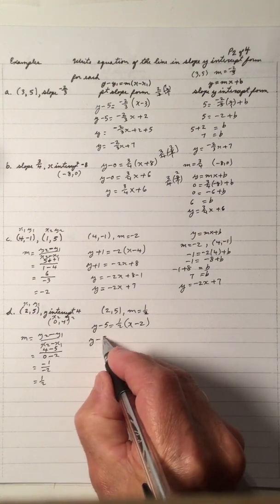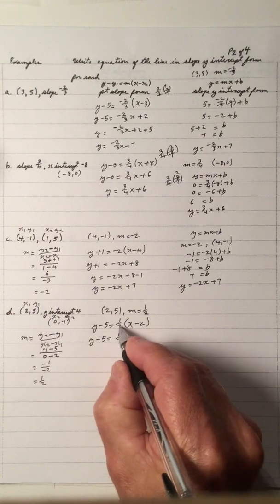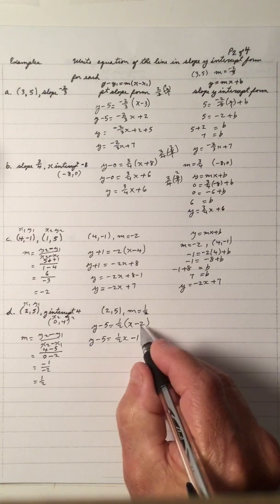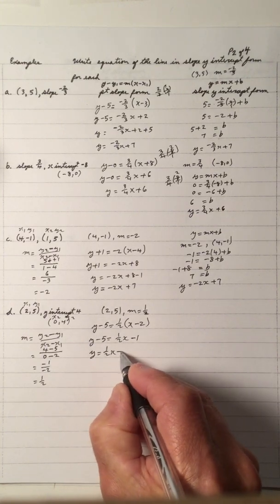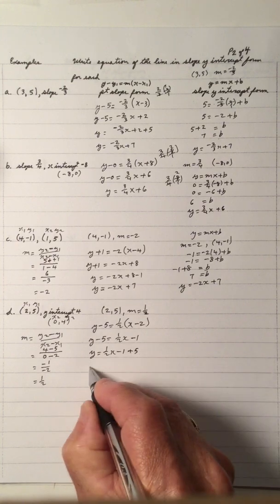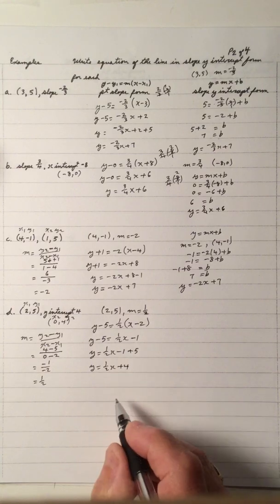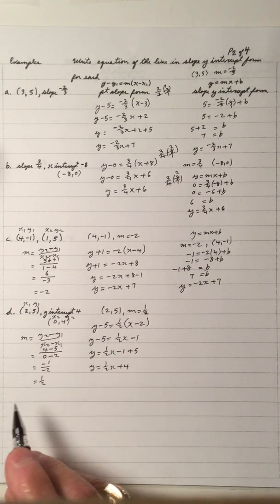And remove the brackets. 1/2 times x. 1/2 times negative 2 is negative 1. 2's cancel. And the 5 moves over to become plus. So I have y equals 1/2 x plus 4. So I can get the equation using the point slope form, but I have to get the slope first.